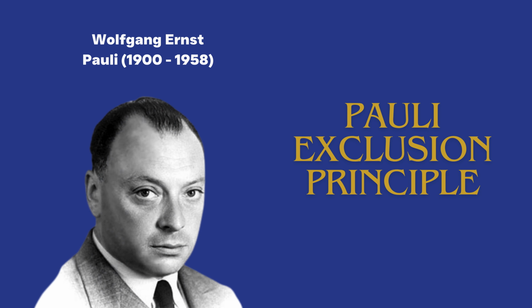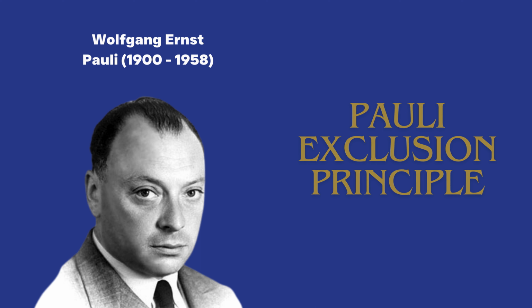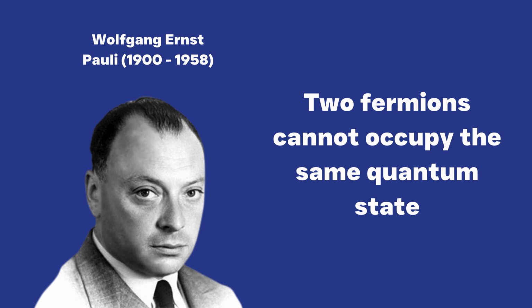Now let's talk about the Pauli exclusion principle. Picture this: our quantum neighbors, the electrons, follow strict rules. No two of them can have the same address. In quantum terms, this means no two electrons in an atom can share the same set of quantum numbers.